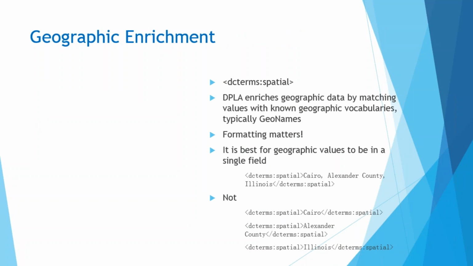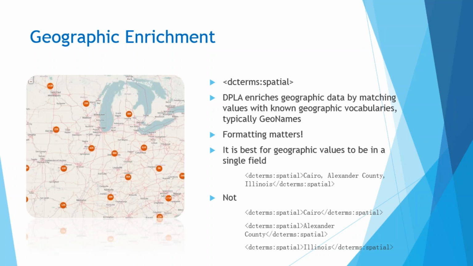Okay, so the geographic enrichment. After harvesting metadata from IDHH, DPLA enriches the geographic data by matching values with known geographic vocabularies, and that's typically coming from GeoNames. When hierarchical geographic terms are used, all terms should be included in a single DC terms spatial field instead of using multiple. So you see that in that first example, it's all in one DC terms spatial, as opposed to that bottom example, which is 3 individual fields.